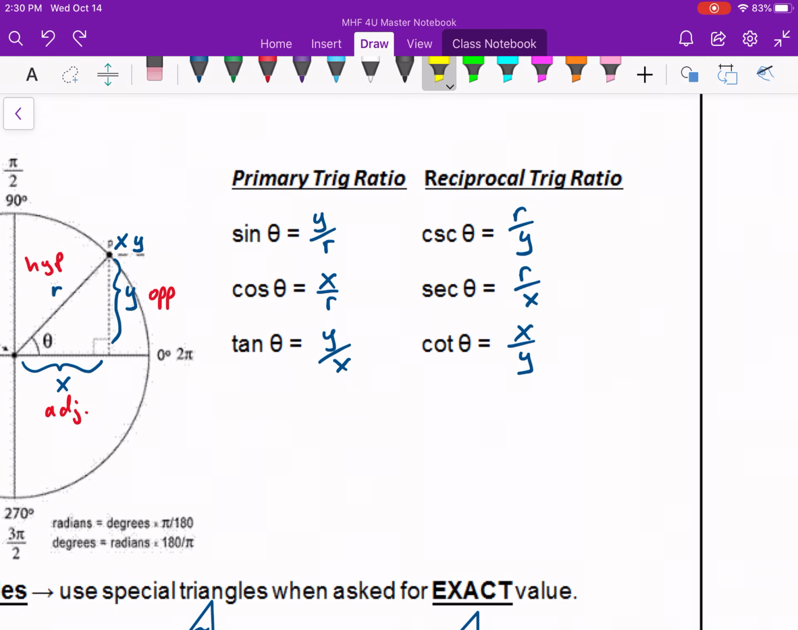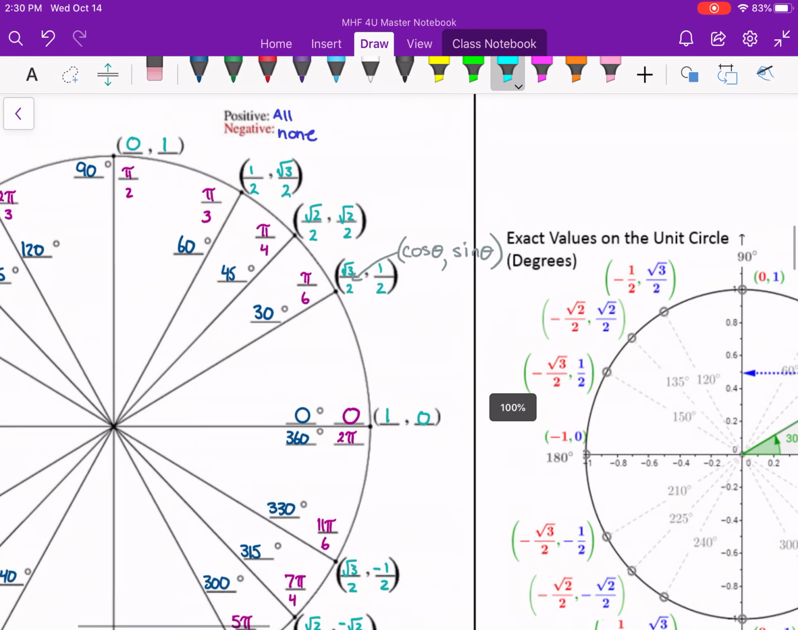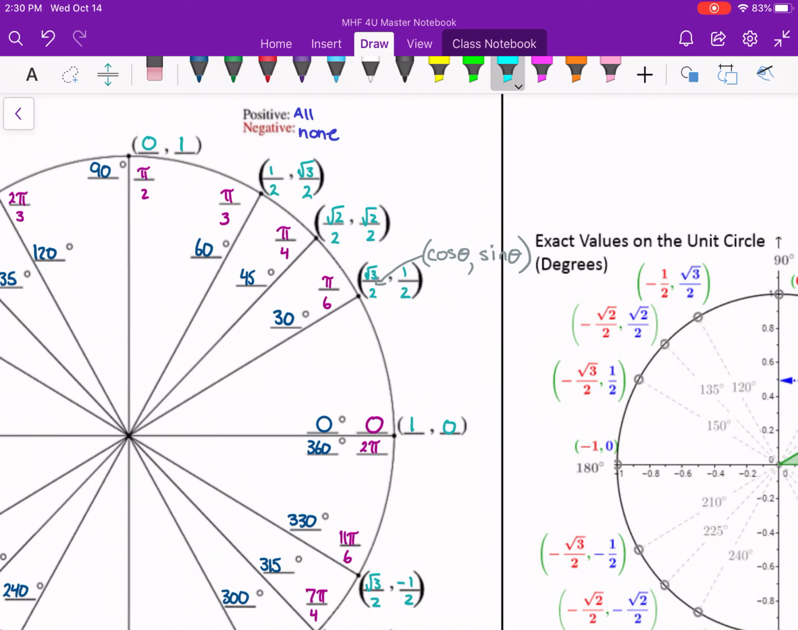Notice how sine, that means, is just going to be equal to our y value, or y is going to equal sine, because on the unit circle, r is going to be 1. Cos is just going to be equal to our x value, because if the radius is 1, x divided by 1 is still just x. So x is going to be our cos. So that helps us find values on the unit circle.